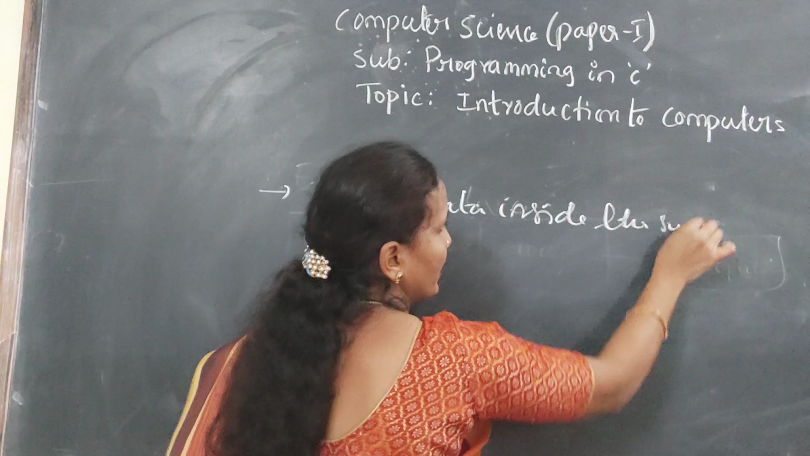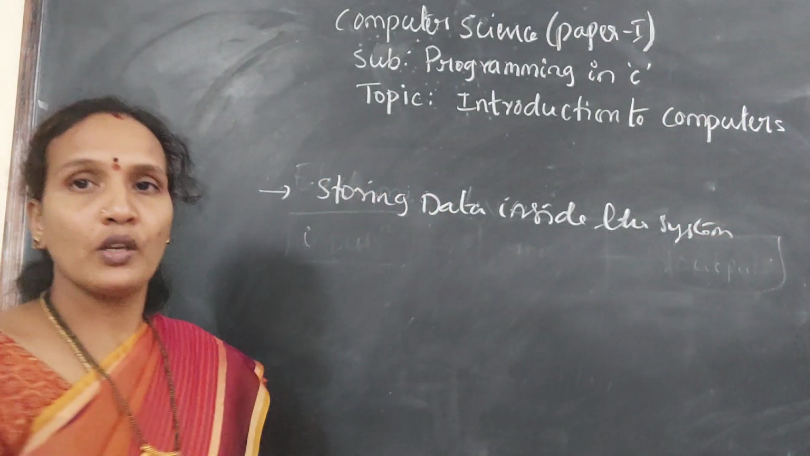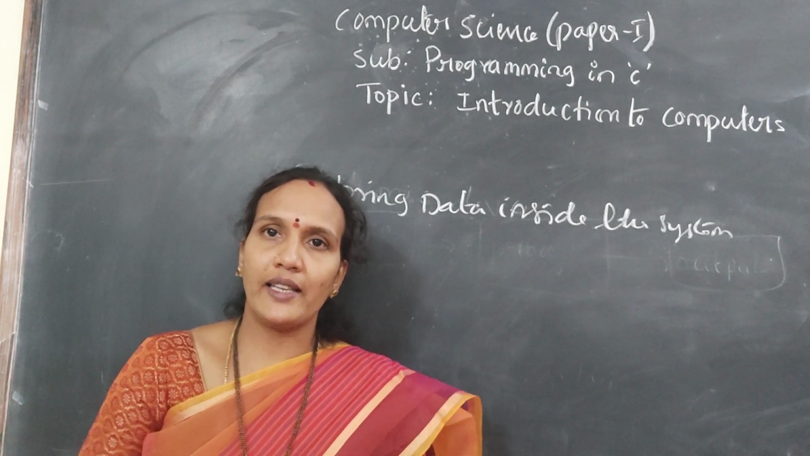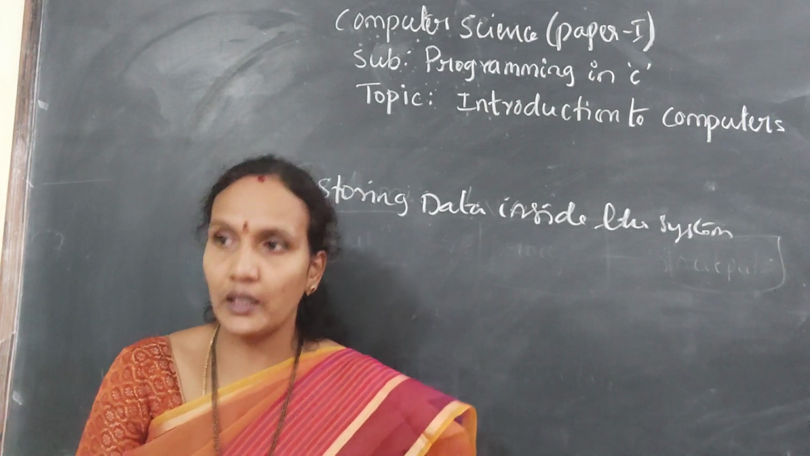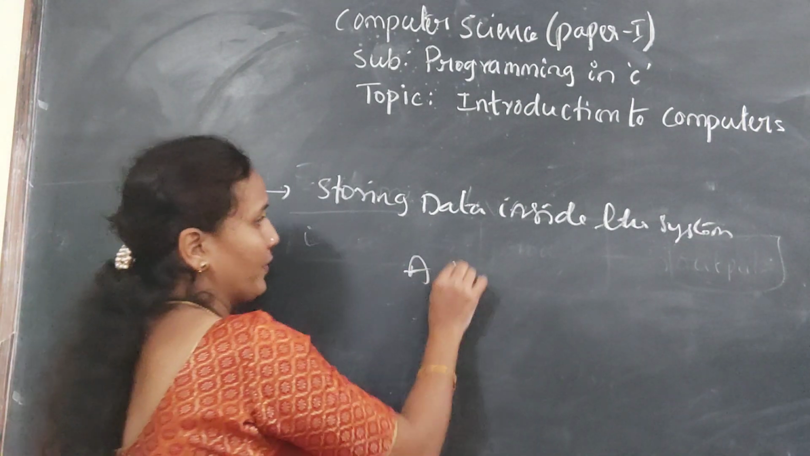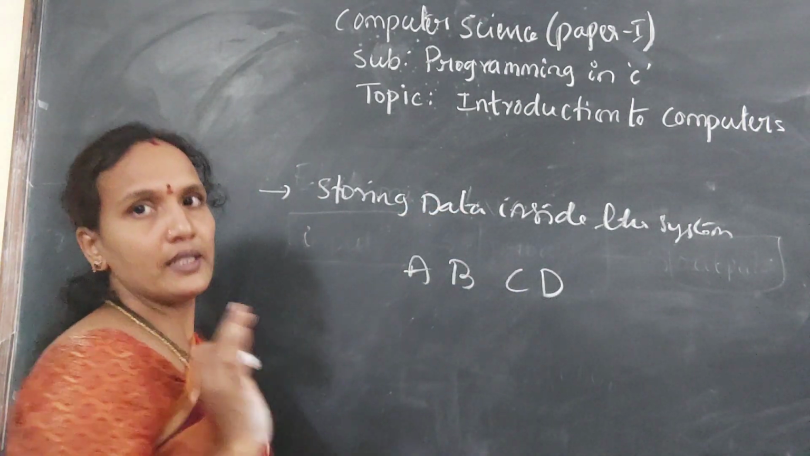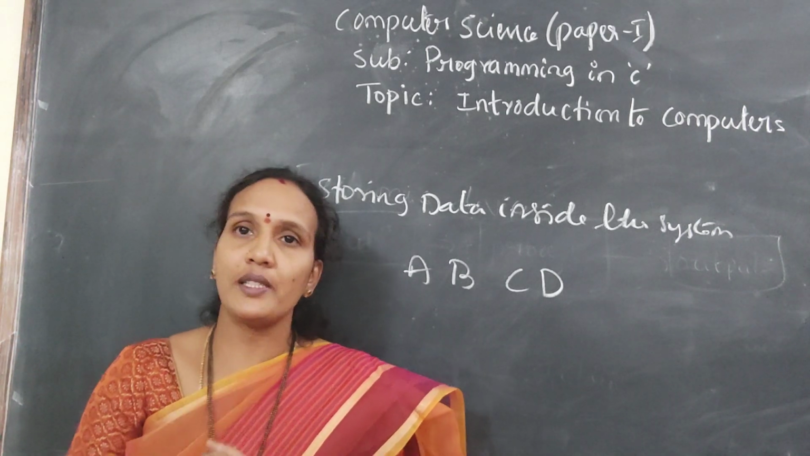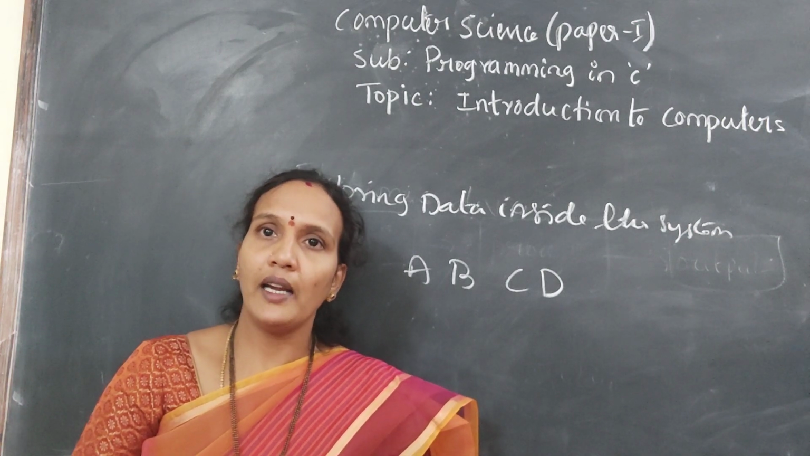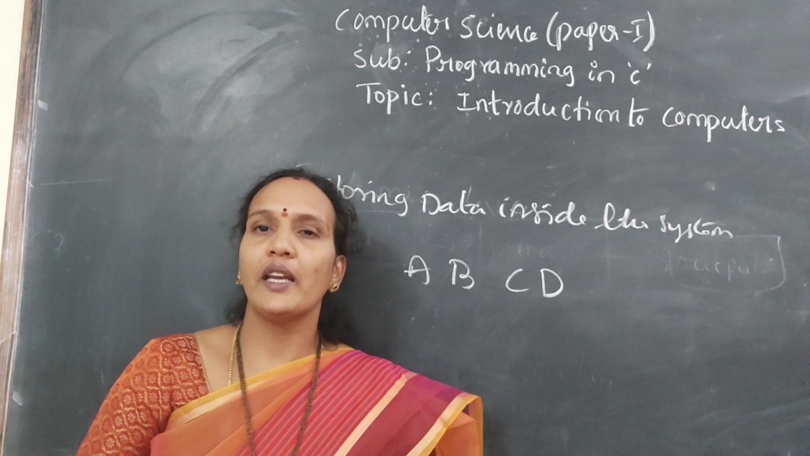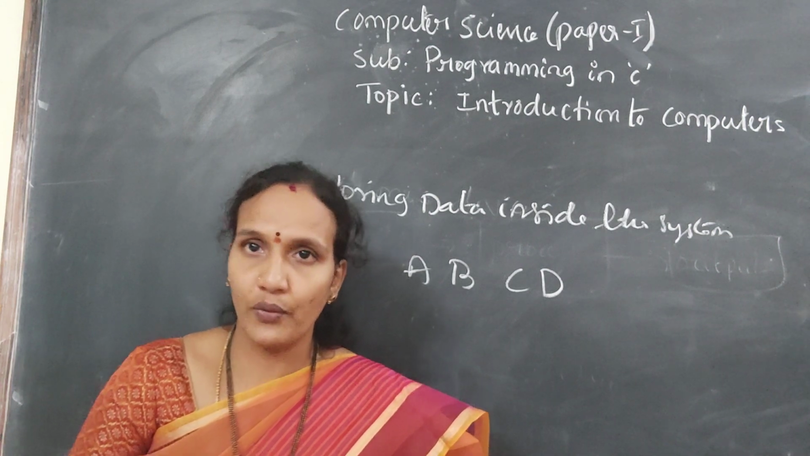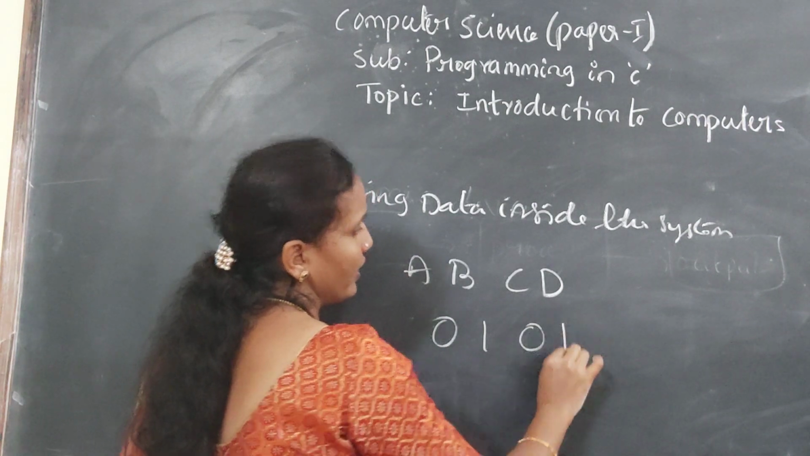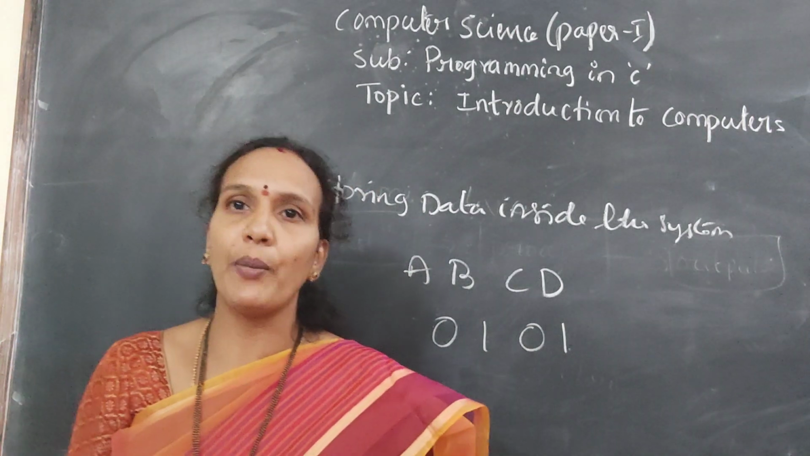This is very important. As computer science students, you should know how data is stored. For example, I want to store information like A, B, C, D inside the system. But a computer is an electronic device, and it stores information in a digital format. Digital format means zeros and ones, digital in the number format.